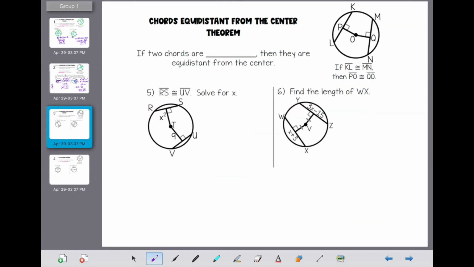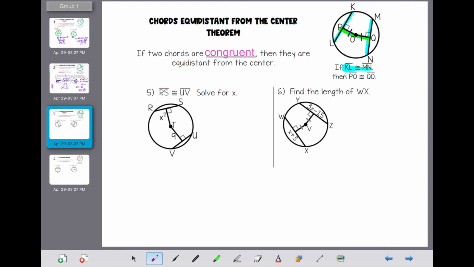Our next theorem is for the chords that are equidistant from the center. If two chords are congruent, then they are equidistant from the center. So here we can see that KL and MN are congruent to each other, and we're just getting that from down here. And if that's the case, and we were to add a perpendicular segment from Q to the center of the circle, and we were to do the same thing from KL using P, then we're going to end up with these two pieces, OP and QO, that are congruent to each other as well.